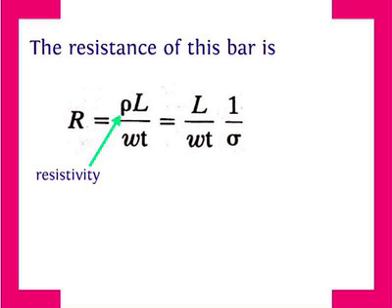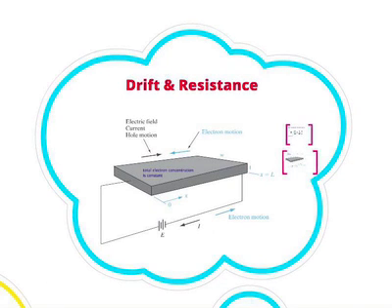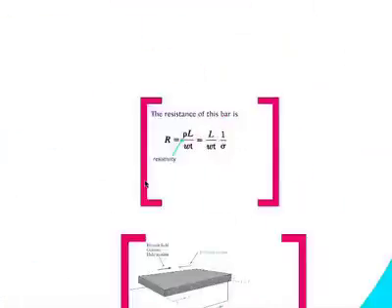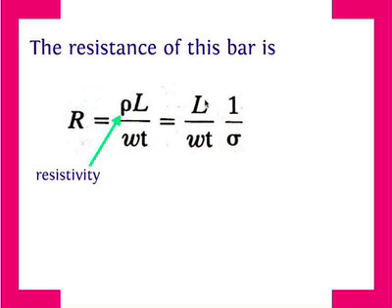This is just the definition of resistance. Let me step back again. Resistance is given by the resistivity of the material times the length of the material divided by the area, which in this case is that face. So R is rho L over WT, which is L over WT times 1 over sigma. Sigma is the conductivity of the material, related to the resistivity as its reciprocal.